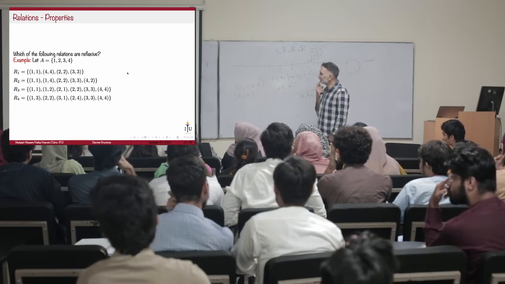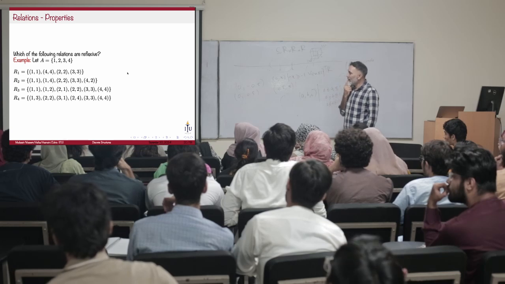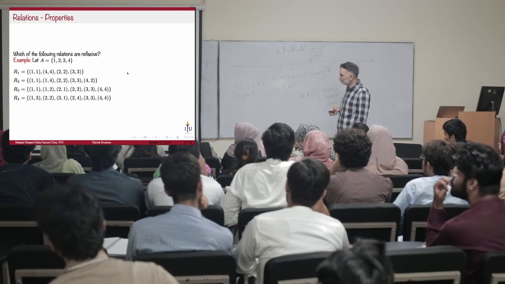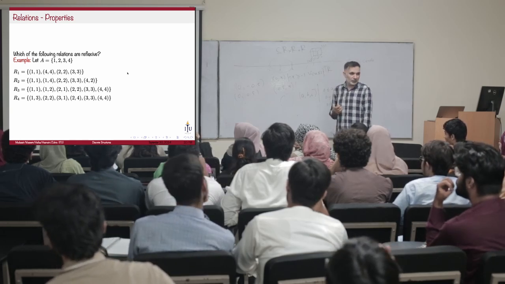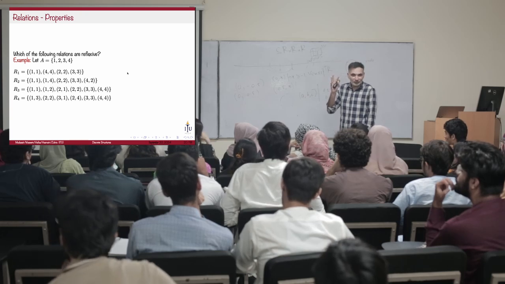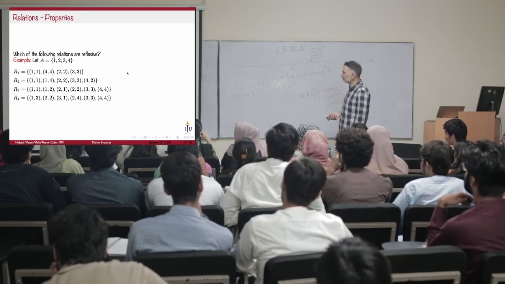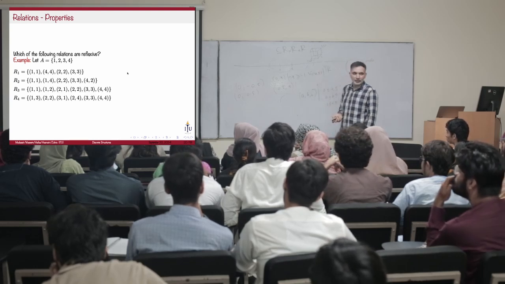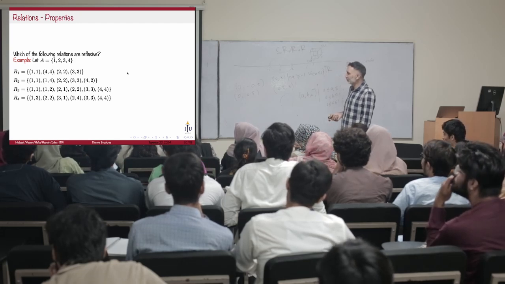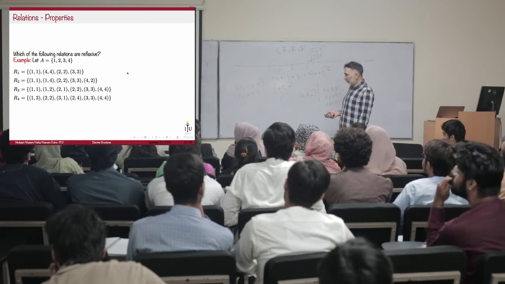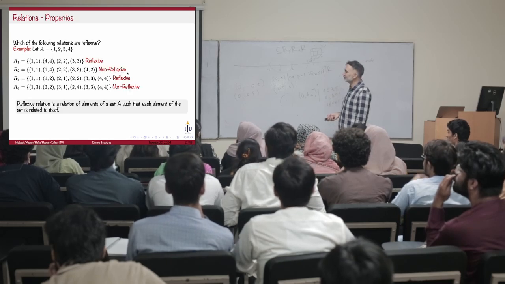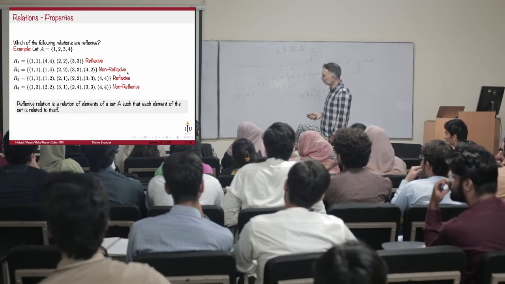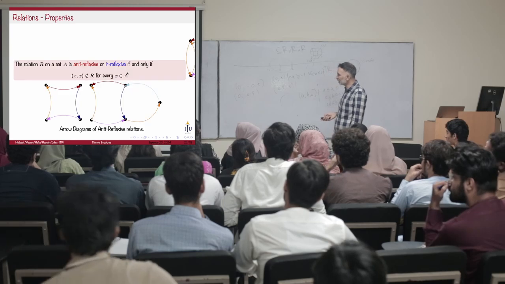Which of the following relations are reflexive? First. Is R1 reflexive? R2? R2 is not reflexive. Why? 4 is not there. Yes. R3? Okay. Yeah. R4? 1 is missing from R4. All right. Which of the following relations are reflexive? Okay, so 1 and 3 are reflexive, 2 and 4 are not.